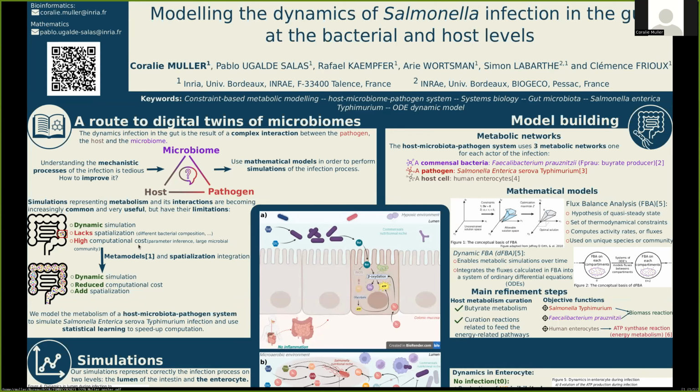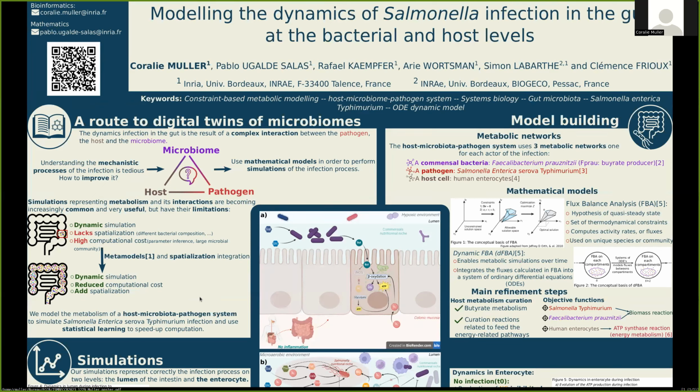A high computational cost can be associated with dynamic simulation, depending on the size of the microbial community or the need for parameter inference. Specialization is particularly important in the gut, as the variability in bacterial community composition depends on its location in the gut, which impacts the microbial interaction. Specialization increases the computational cost of modeling.